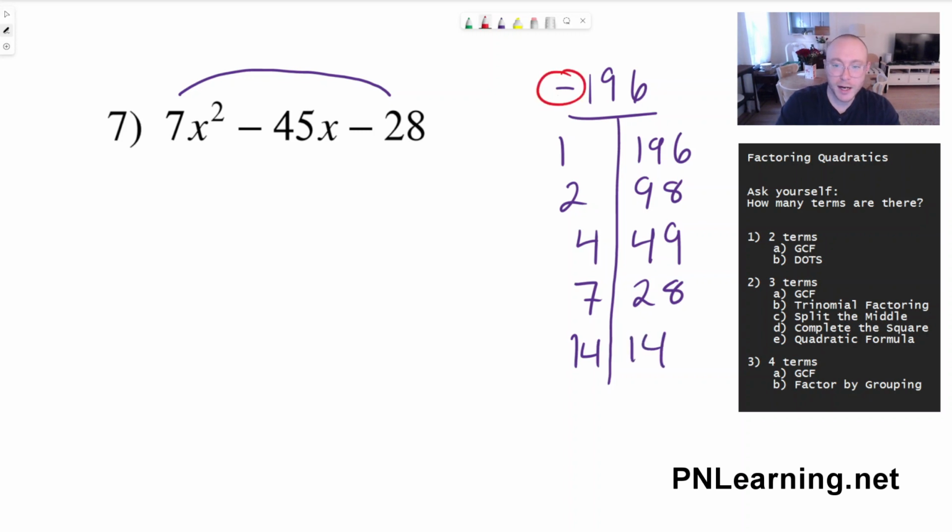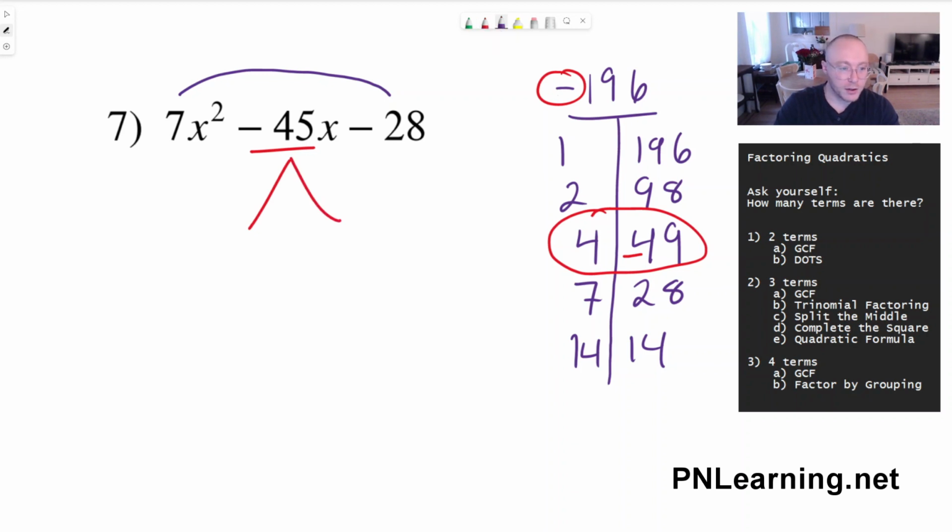So again, we have a negative number we're factoring. So if we look at our factors, are any of these apart by 45? And if we just run down this list, it looks like 4 and 49, those are apart by 45. Since we want a negative 45, let's make the bigger number negative. We're now going to split the middle term using these two factors.